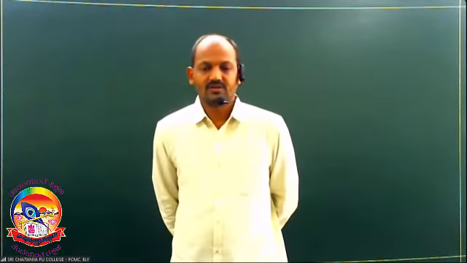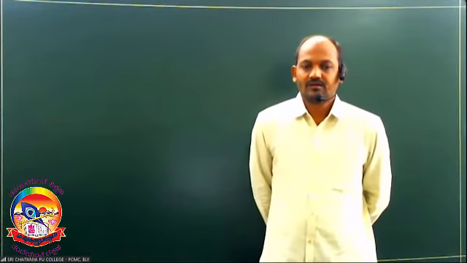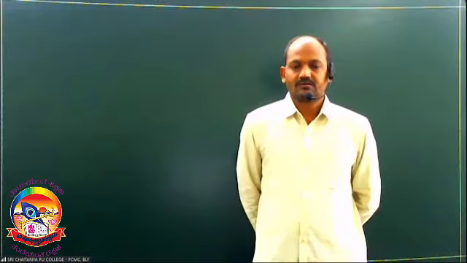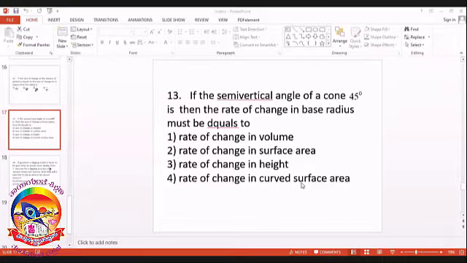First, copy question number 13. If the semi-vertical angle of a cone is 45 degrees, then the rate of change in base radius must be equal to.